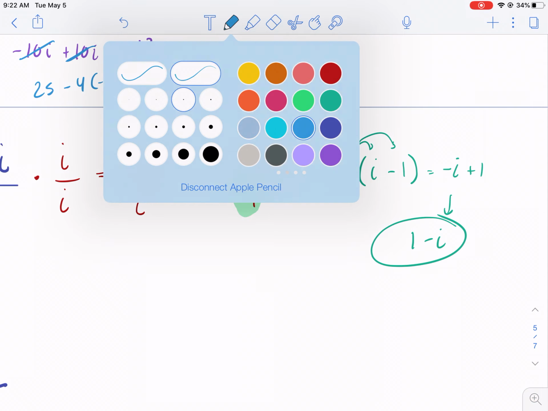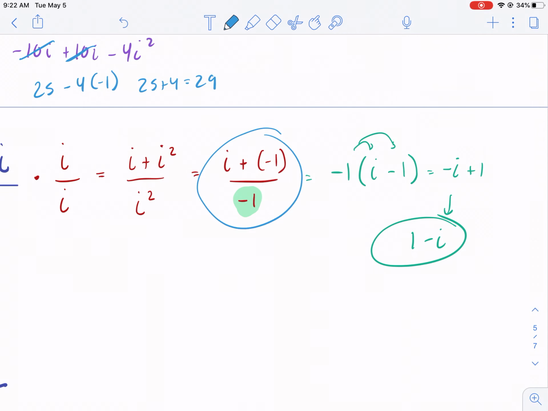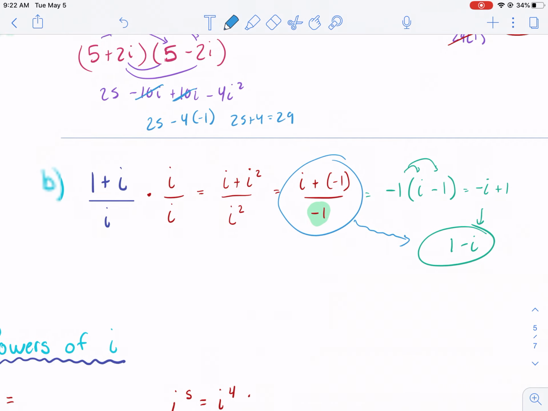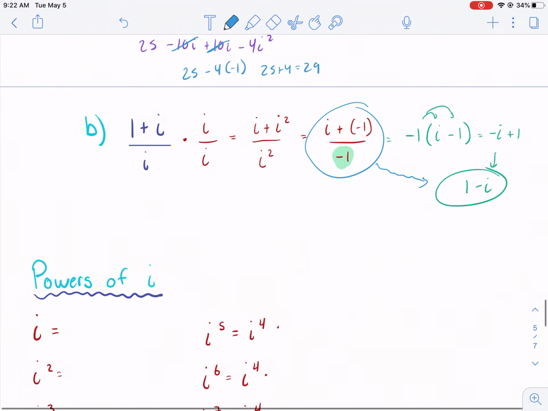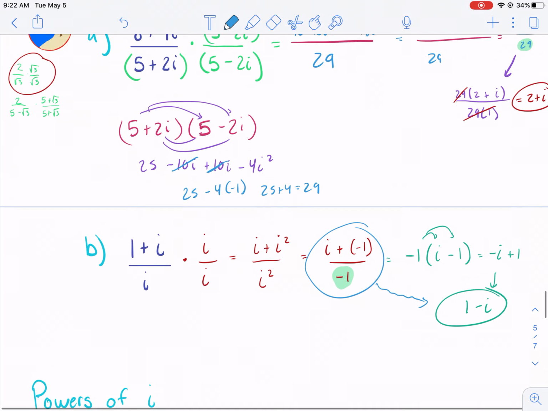So although you may get here, don't think that this is final. You're finally done when you simplify as much as you can and make it look a little neater, and there you go. That's all we have for this video. We're going to pick up with powers of i in the next one, so stay tuned for that.